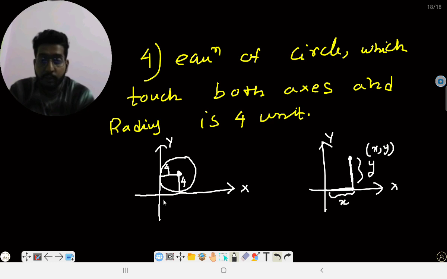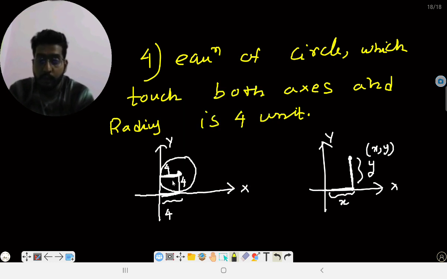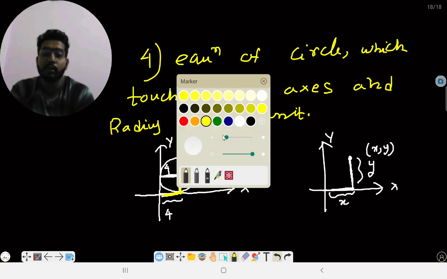From here you can see properly. What is the distance here? 4, because here it is 4, that means this line will also be 4. Now this one is also 4. What is the coordinate of this point? The coordinate of this point is (4, 4). That means the center of the circle is (4, 4), and the radius is also 4.